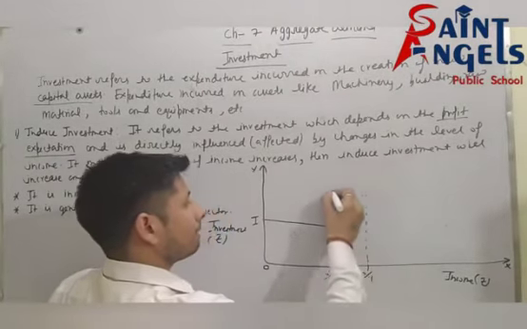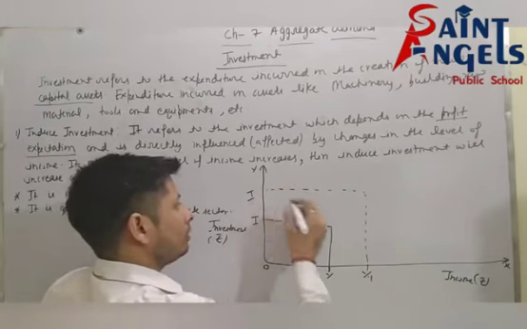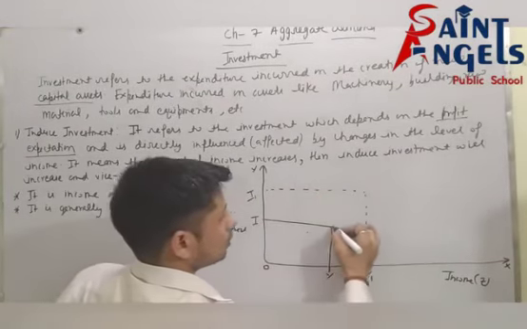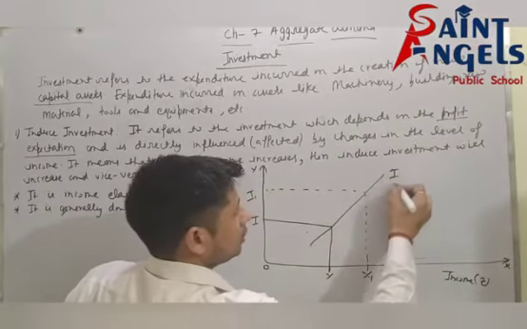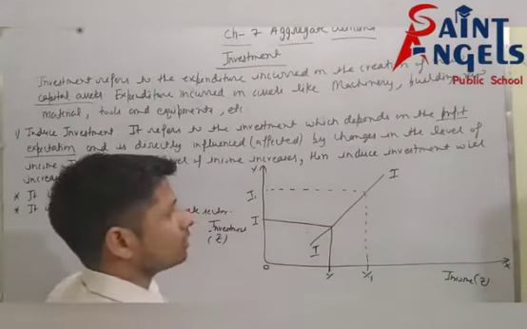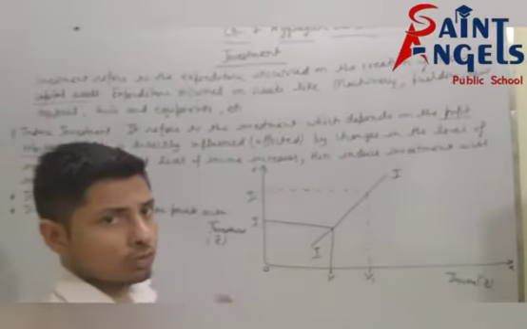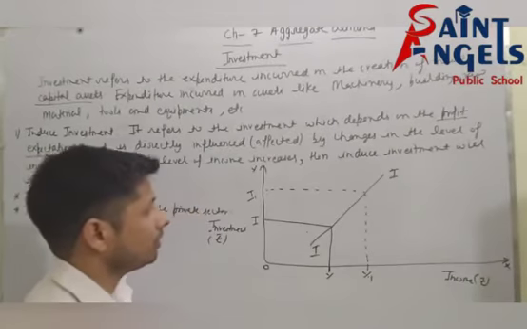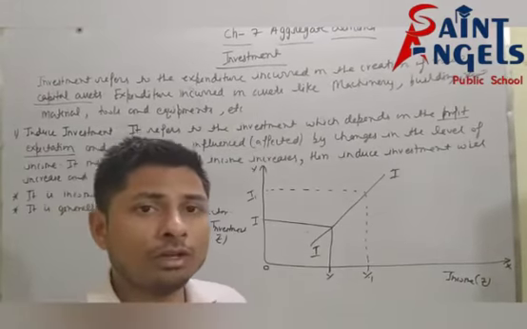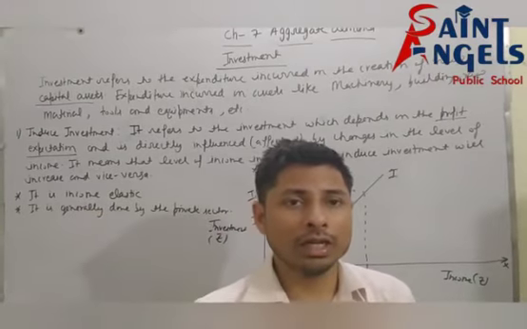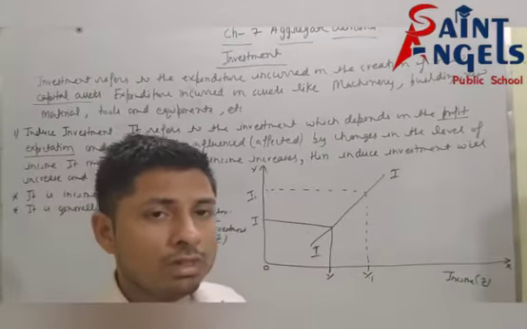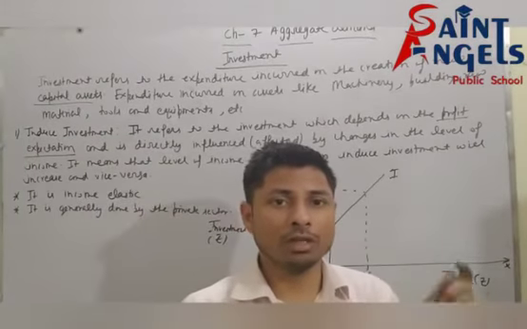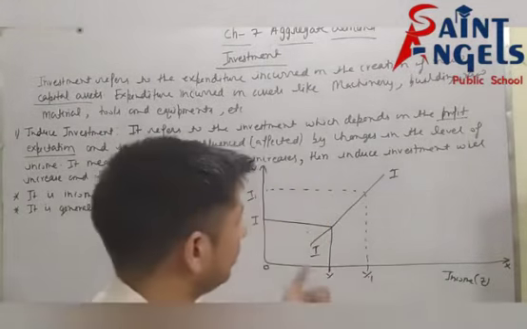Please join these two corners. You will get the induced investment curve, which means the induced investment curve is upward sloping. What is the shape of the induced investment curve? You will say that the induced investment curve is upward sloping.